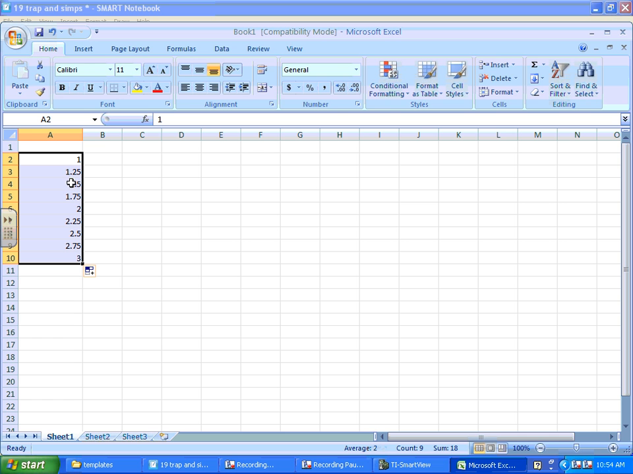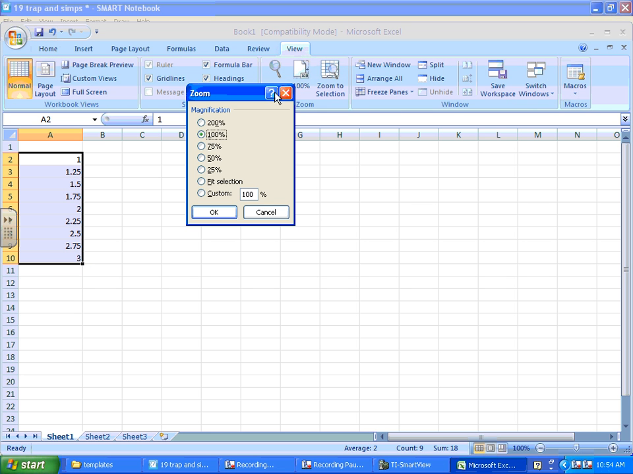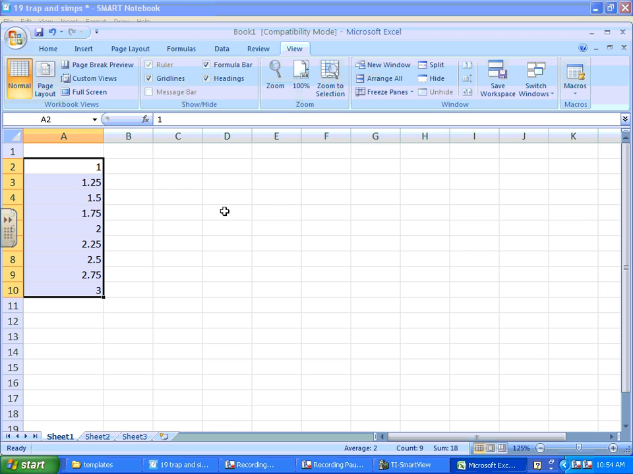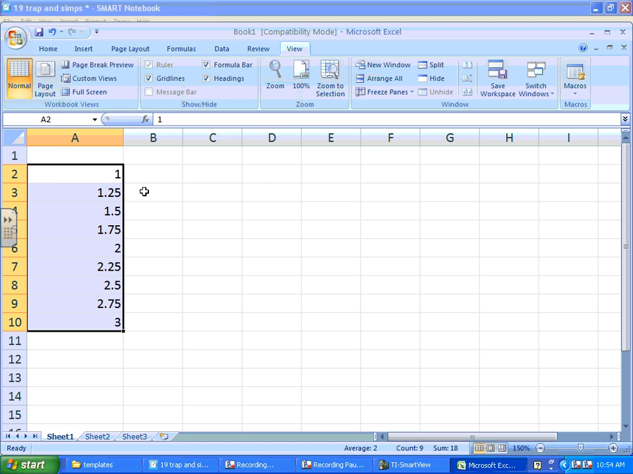I wrote the first few. Let me enlarge it so you can see this better. View, zoom. Say we want 125%. Okay. Oh, maybe even bigger than that. Say 150%. Okay. So what I did was I entered just the first two, 1 and 1.25, and then I highlighted to get a little plus sign, the black plus sign, and then drag it down. It fills the rest for you. It sees the pattern. It fills the rest for you.